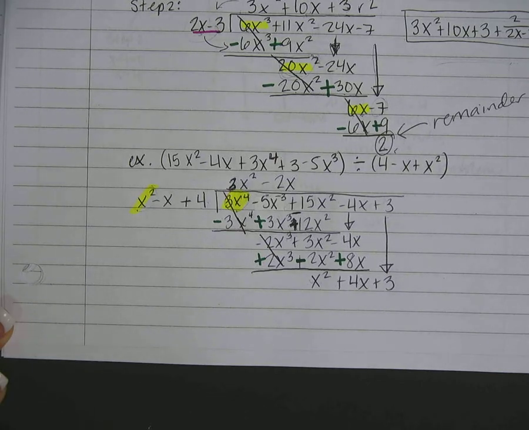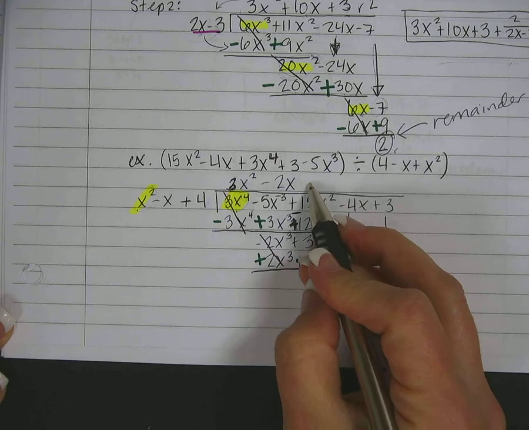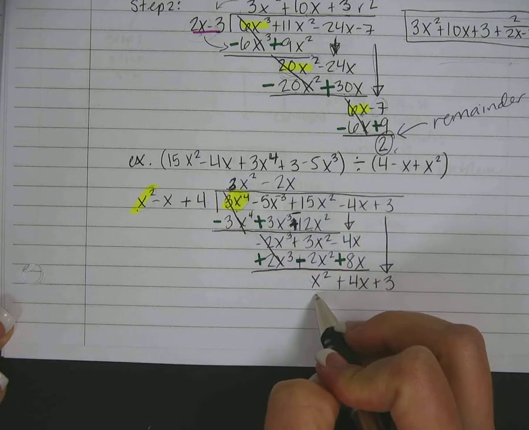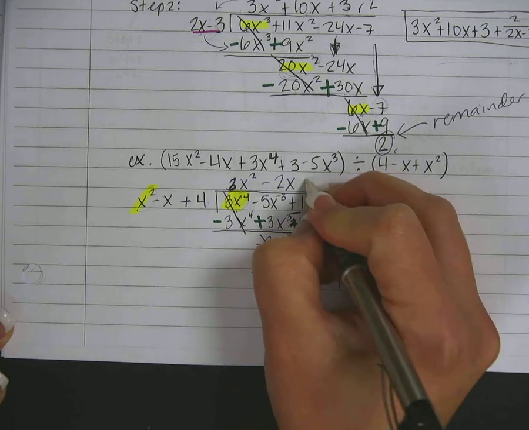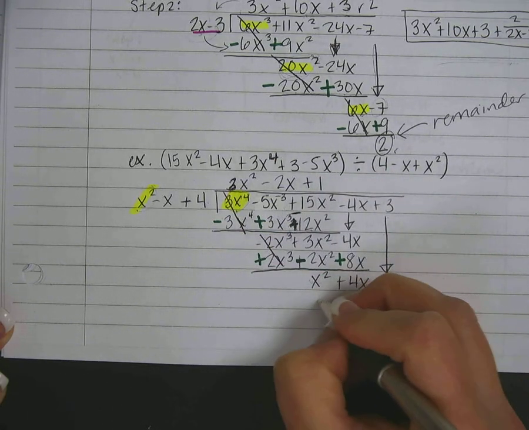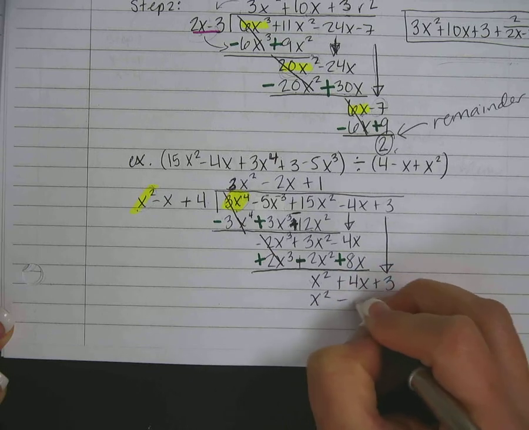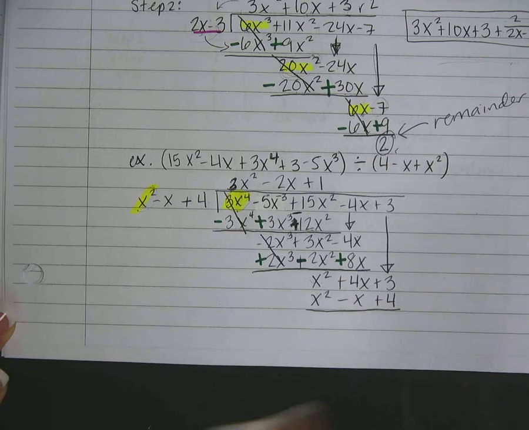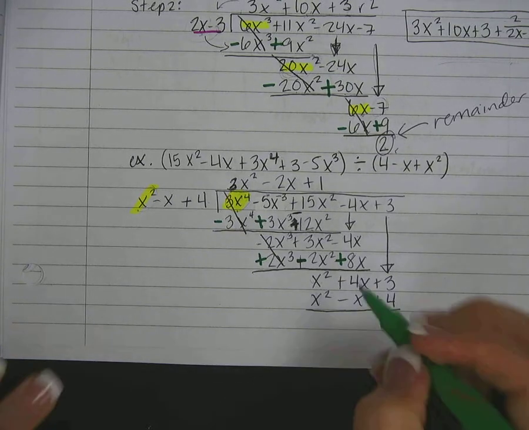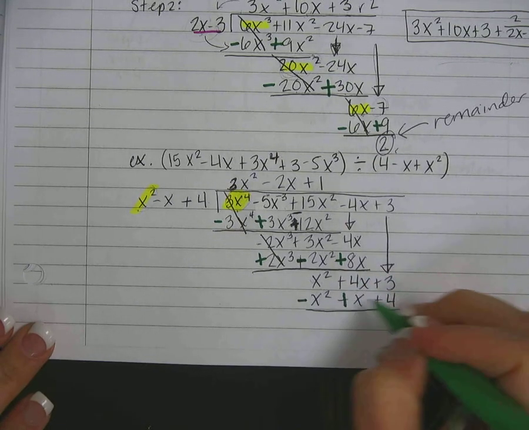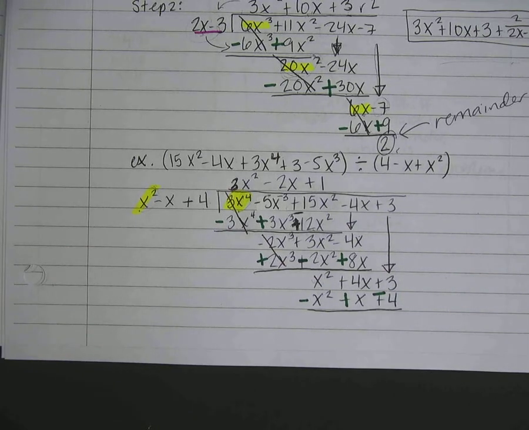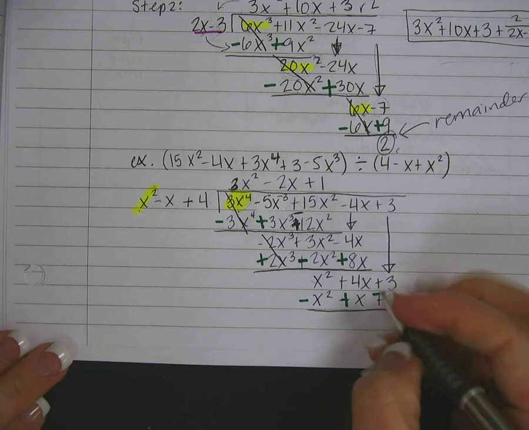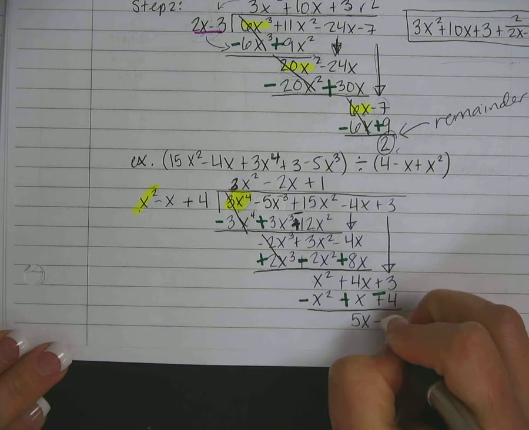Okay, so what do I need to multiply now? What do I need to write up here to make it match this x squared? And what's x squared divided by x squared? That would be a positive 1. Solve x squared minus x plus 4 below it. I'm going to switch my signs. My remainder is 5x minus 1.